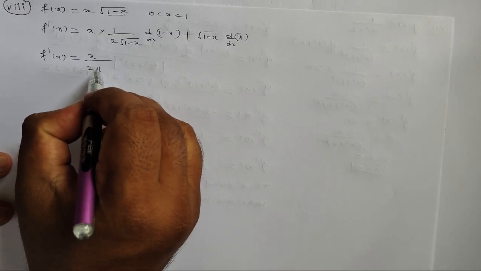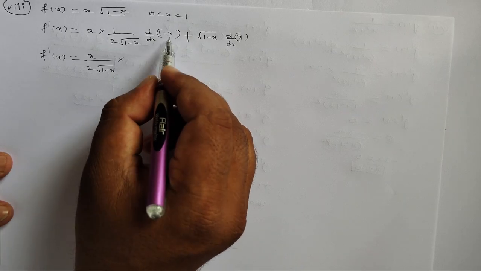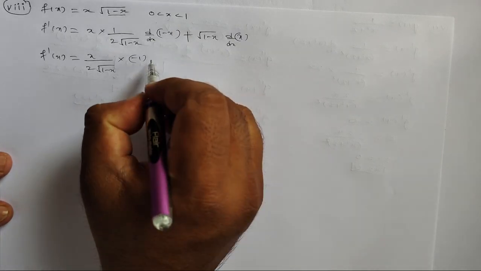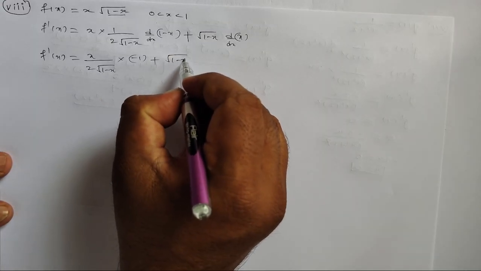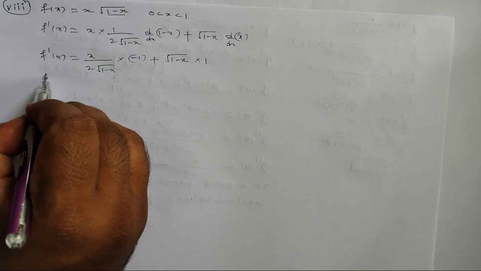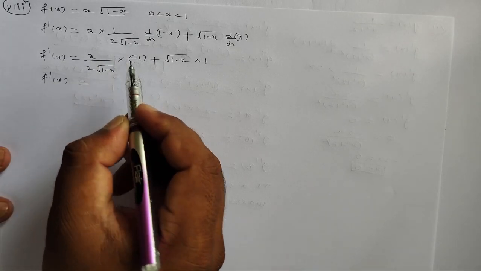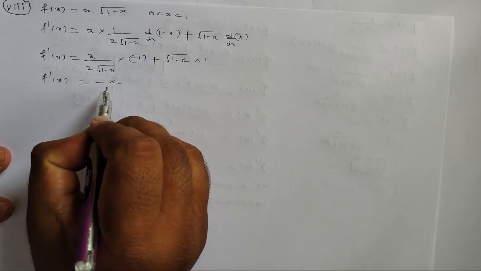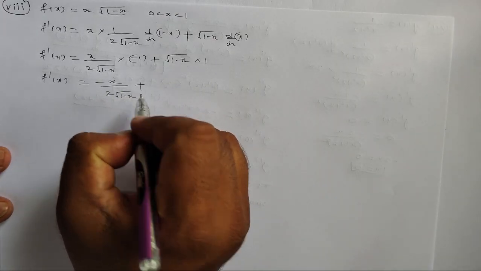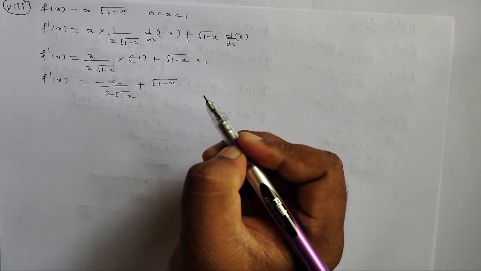x divided by 2 into root 1 minus x, into the derivative of 1 minus x, that is minus 1, and plus root 1 minus x, into the derivative of x, which becomes 1. So next, f dash of x is equal to x into minus 1, which becomes minus x divided by 2 root 1 minus x, plus root 1 minus x.